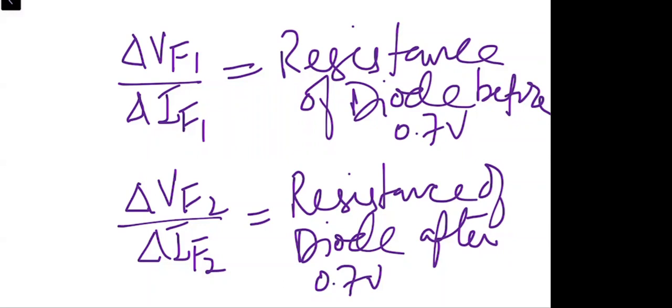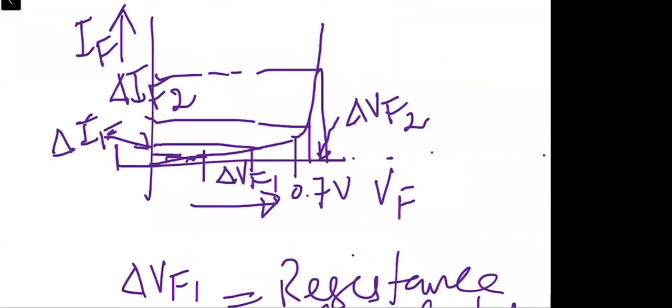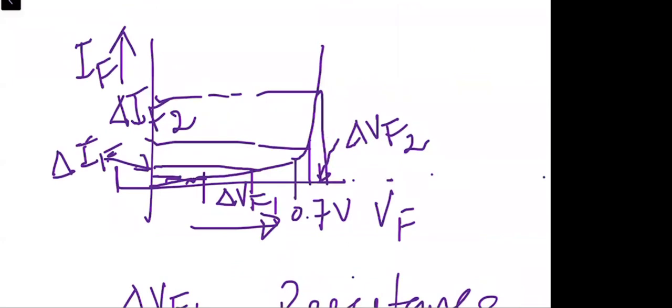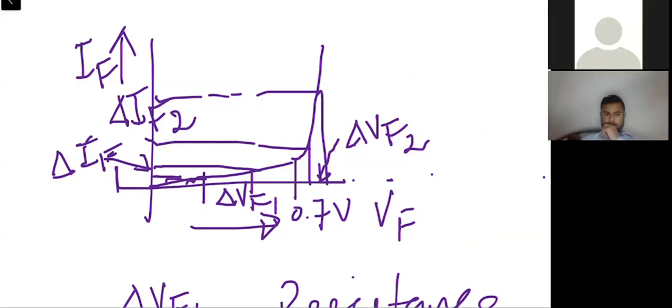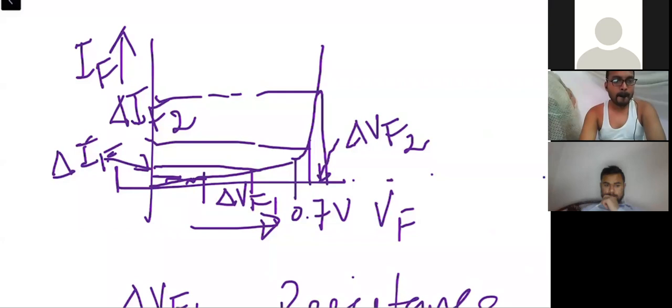So if you see, the resistance which is being offered before 0.7 volts is pretty high as compared to the resistance after 0.7 volts. Are you with me? So what we can say is that the resistance is changing its behavior before the knee of the curve and after the knee of the curve.